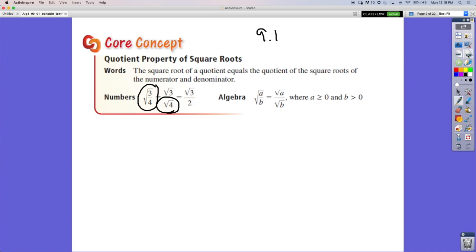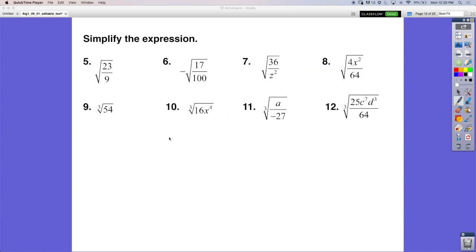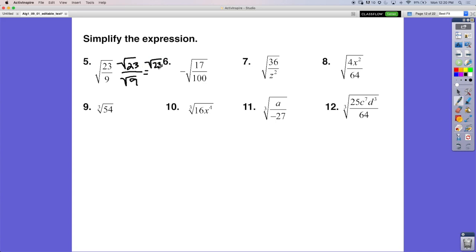Let's move to those. Okay, giant radical sign, we're going to break it up into 2 smaller ones. We're going to simplify when possible. Do you see any perfect squares there? Yes, which one? The 9. Are there any perfect squares inside 23? No, so you leave it as is. And then you simplify this.